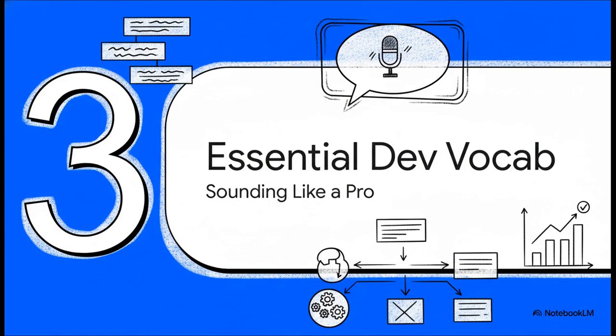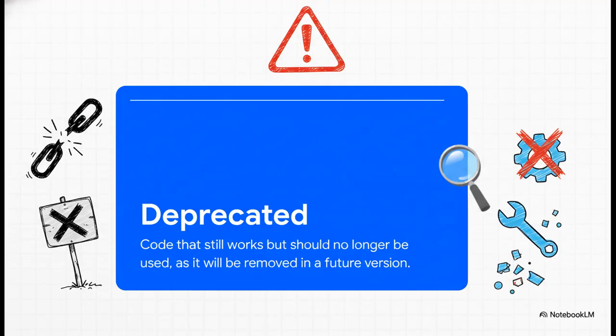Awesome. So we know how to name our code. We know how to describe our UIs. To really tie it all together, let's go over some essential vocabulary. Using these words correctly doesn't just make you sound smart, it shows you understand the concepts, and it builds instant credibility in any technical chat. First one up, deprecated. What does this mean? Think of it like a warning sign on your code. It's telling you, hey, this function still works right now, but it's on its way out. It's going to be removed soon, so you really need to find a new way to do this.